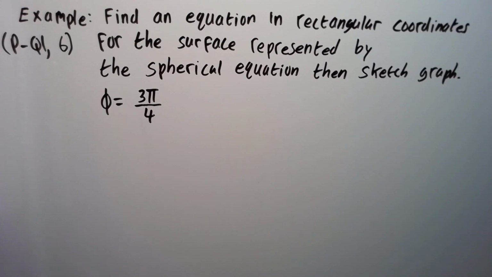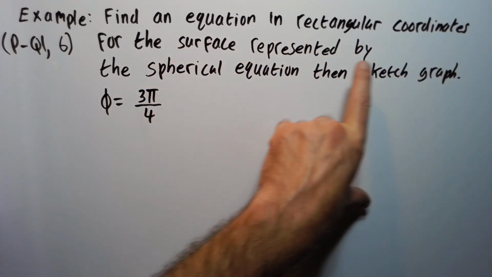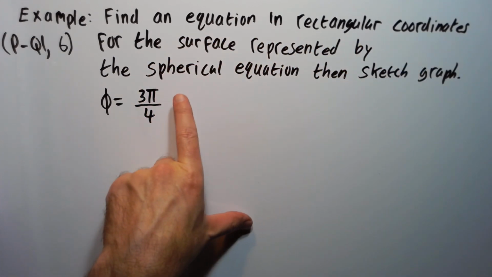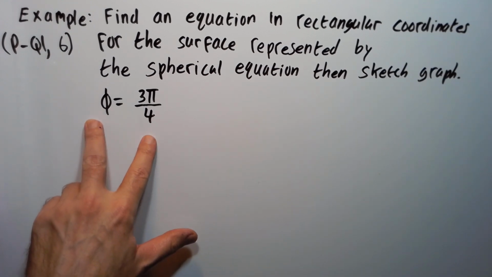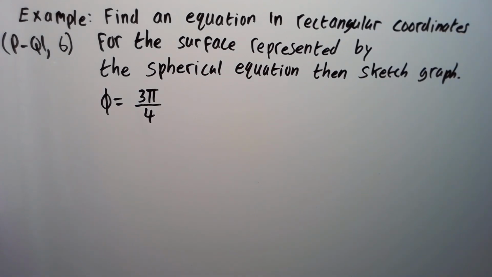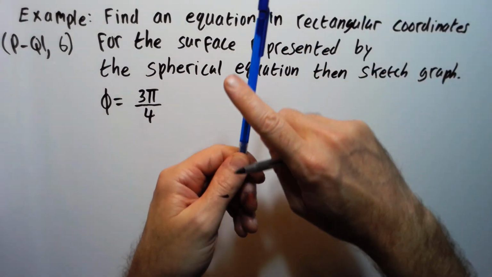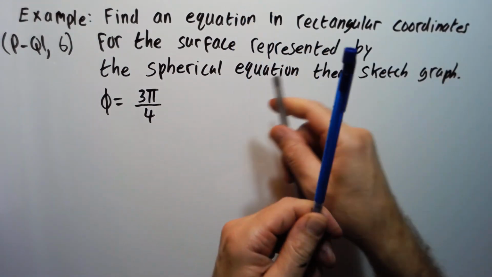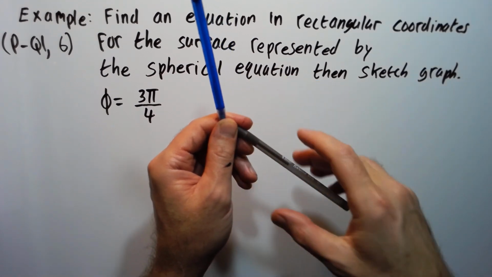Okay, so next example, this is from practice quiz 1, number 6. It says find an equation in rectangular coordinates for the surface represented by the spherical equation, then sketch the graph. So here's our equation, phi equals 3 pi over 4. Okay, so let's try and visualize what this would look like in spherical coordinates. Say here, this is my z-axis. So the phi angle is 3 pi over 4. So that'd be down here, this angle here.